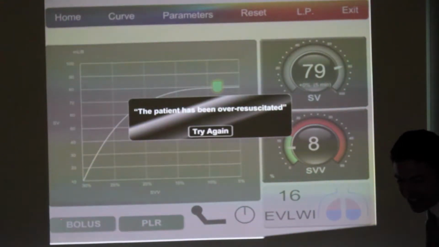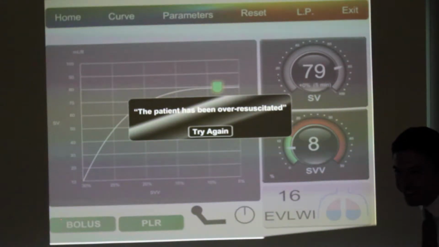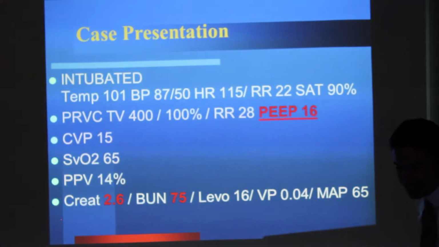Yeah, so it tells you about the patient has already been over-sustained. Wake up. Please insert another quarter. Game over.